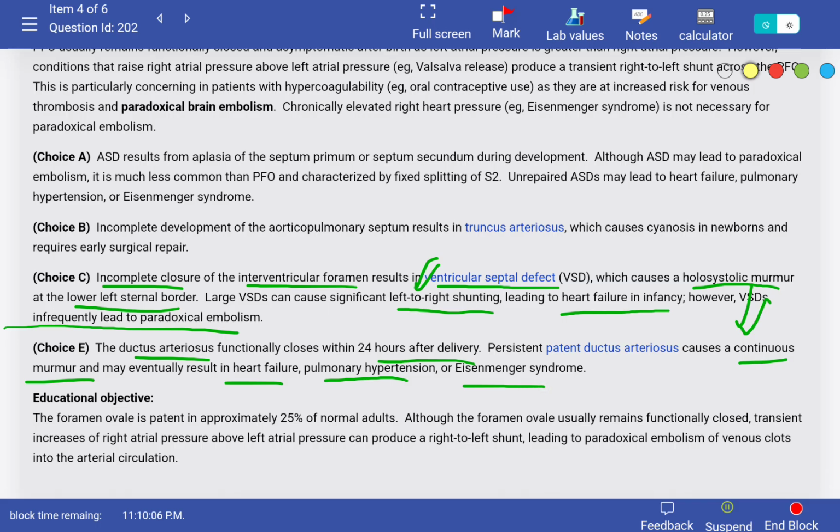So the foramen ovale is patent in approximately 25% of normal adults, although the foramen ovale usually remains functionally closed. Transient increases of right atrial pressure above the left atrial pressure can produce a right-to-left shunt, okay, that would lead to paradoxical embolism of venous clots into the arterial circulation.